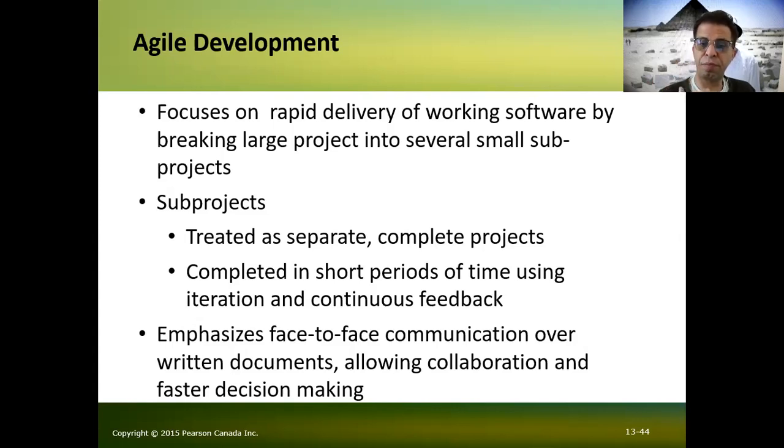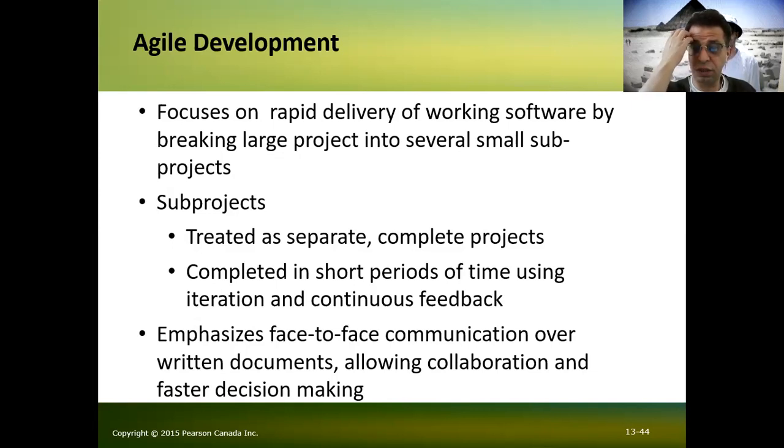Agile focuses on rapid delivery of working software by breaking a large project into several small sub-projects, and each sub-project is treated as separate until it completes the project. It's just like when you have two big applications and you want to integrate them. Imagine one application made of so many modules. You start with one module, and within that module have some activities running. This is how you break it down and complete in a short period of time using iteration and continuous feedback. That solves the problem of project management in a way.